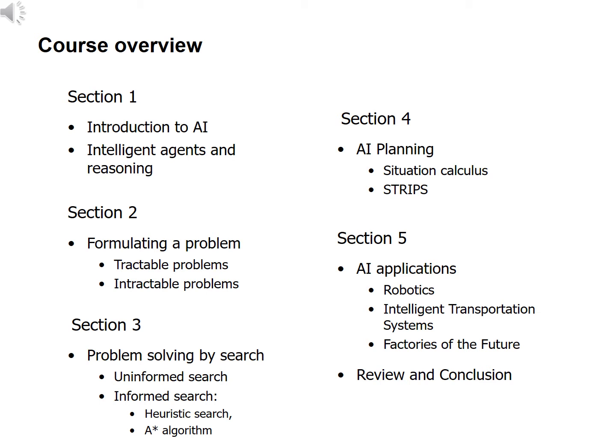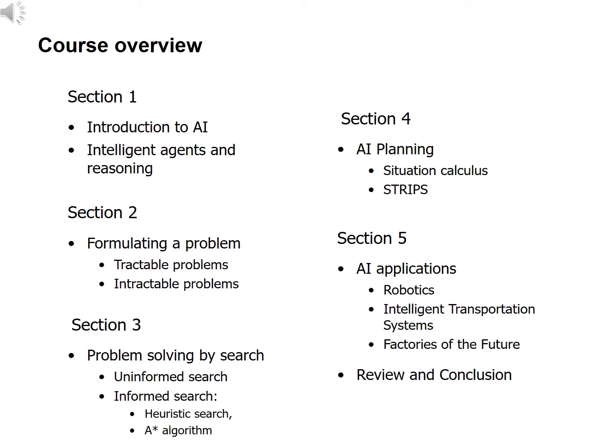Then section 3 is going to cover problem solving by search, and here we are going to concentrate on two kinds of search: uninformed search, where you have no a priori knowledge about the environment in which you work when you solve the problem, and informed search, and this is you have some kind of background information before starting to find the solution to your problem. And we are going to speak about heuristics, and in particular about A-star algorithm.